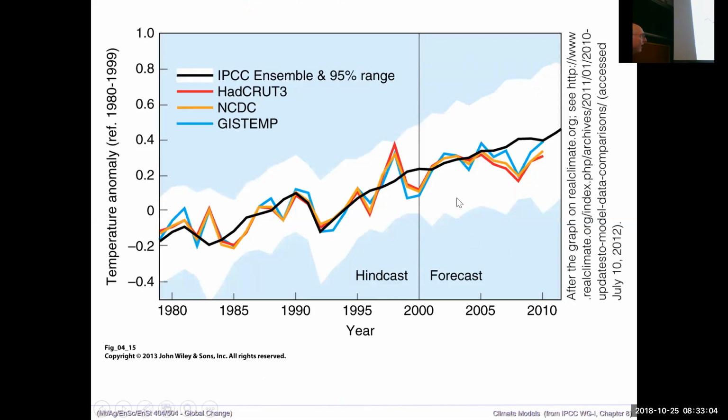And then they forecast into the future, in this particular case, about 12 years. And again, those models follow one another in the blue, orange, and red fairly well. And then we have this other line in black. Okay, we look up here, IPCC ensemble. All right, so IPCC, we just identified what that is, Intergovernmental Panel on Climate Change.